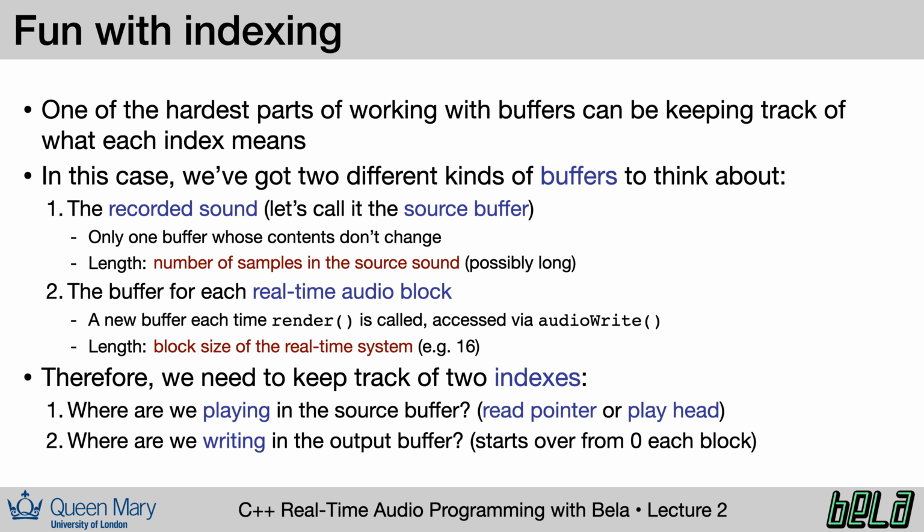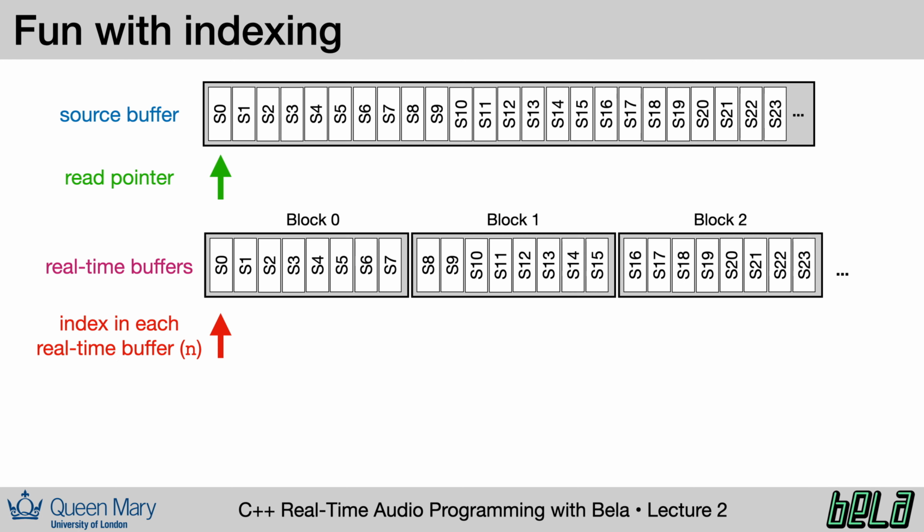Now what that means is that we are going to be systematically copying 16 samples at a time from our source buffer into our real-time audio buffer. And so we're going to need to keep track of actually two different indexes. One of them is our playhead or read pointer that tells us where we were in the original sound file. And the other one is where in the particular buffer corresponding to this call to render are we writing the output. Now let's look at this in a diagram.